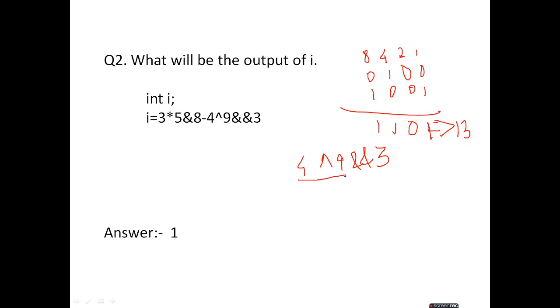Now this operation is equal to 13, then the logical AND operator, and then 3. For logical AND, any number other than 0 is called true. If it is true, only then it will check the next number. It is also true. So true logical AND true gives true. True means nothing but 1. So the value of I is equal to 1.